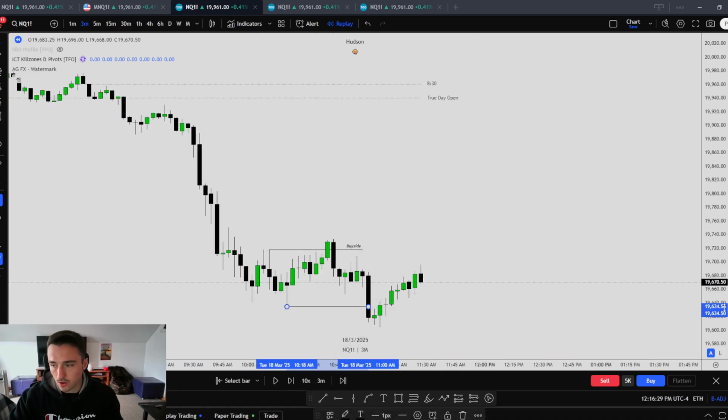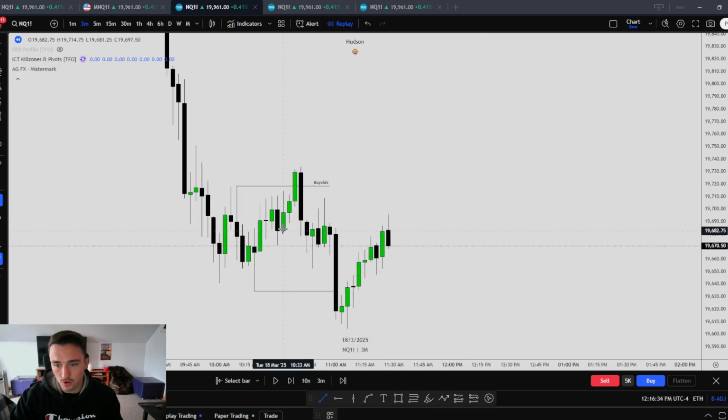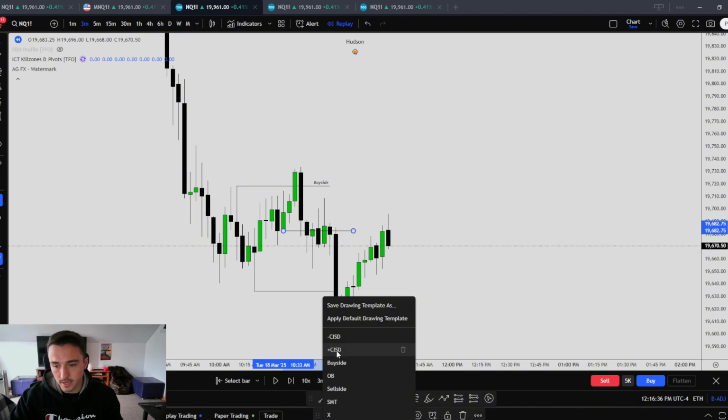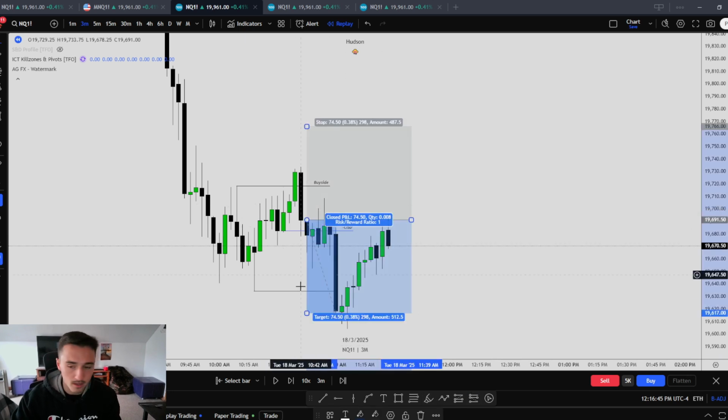So right here, we have a sweep of this high. We have an obvious draw on liquidity. We are obviously very bearish on the day. What do we have right here? A 3-minute change in delivery. We close below it. We also create this 30-minute or 3-minute fair value gap. This is where I entered.